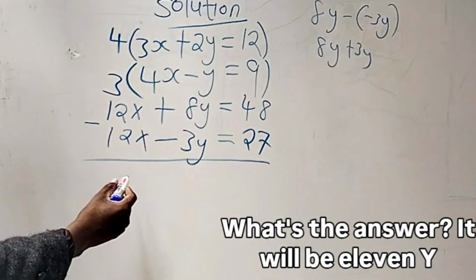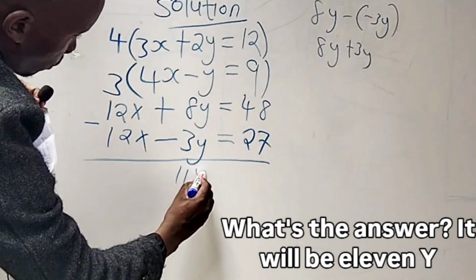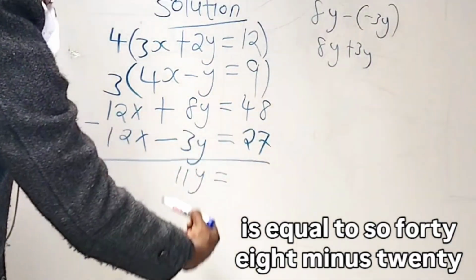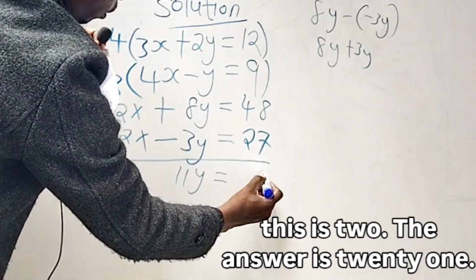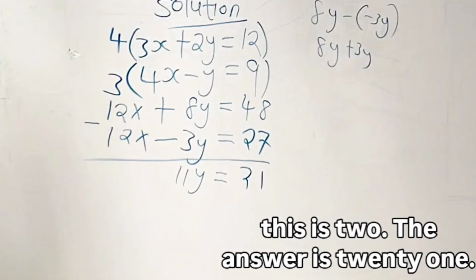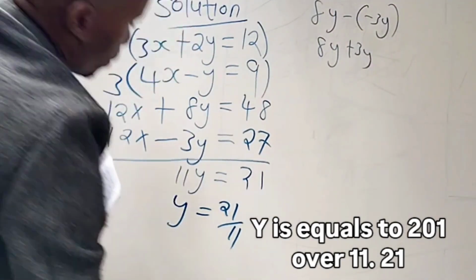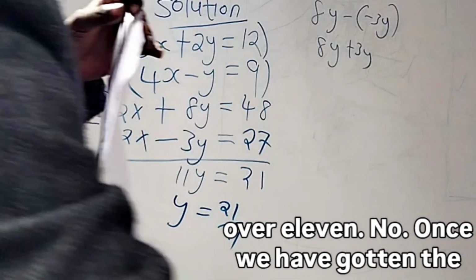What's the answer? It will be 11y is equal to 48 minus 27. What's the answer? The answer is 21. Y is equal to 21 over 11.